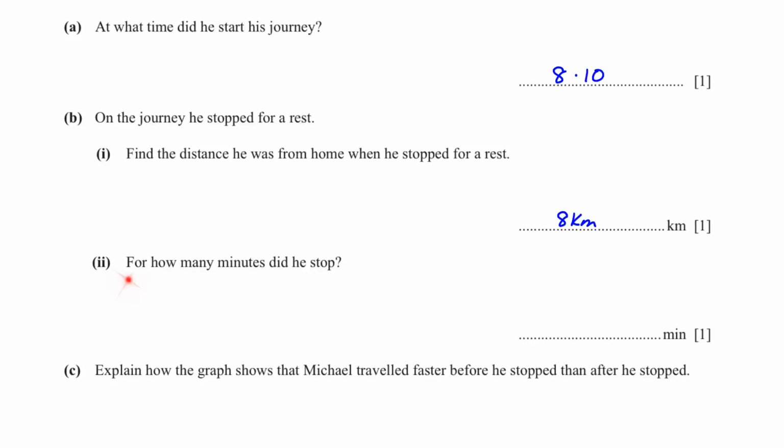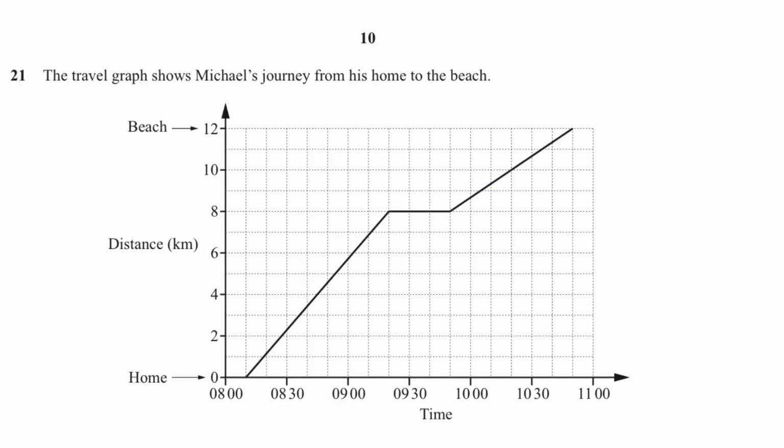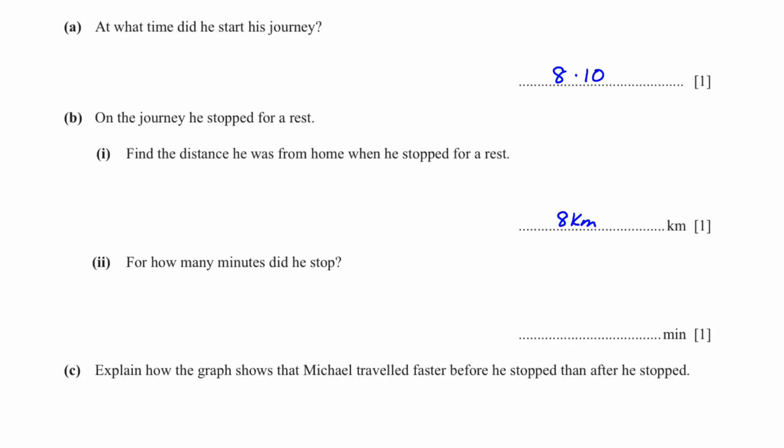Part 2, for how many minutes did he stop? The straight line tells us that he stopped here. He stopped for this much. We know that each square is 10 minutes, so 10, 20, and 30. He stopped for 30 minutes.